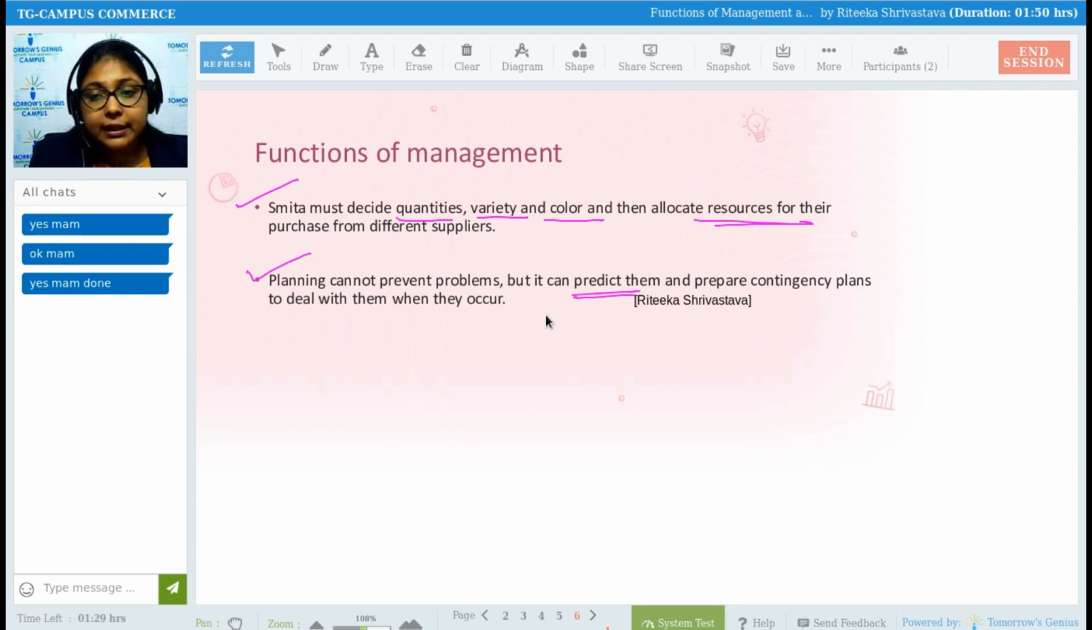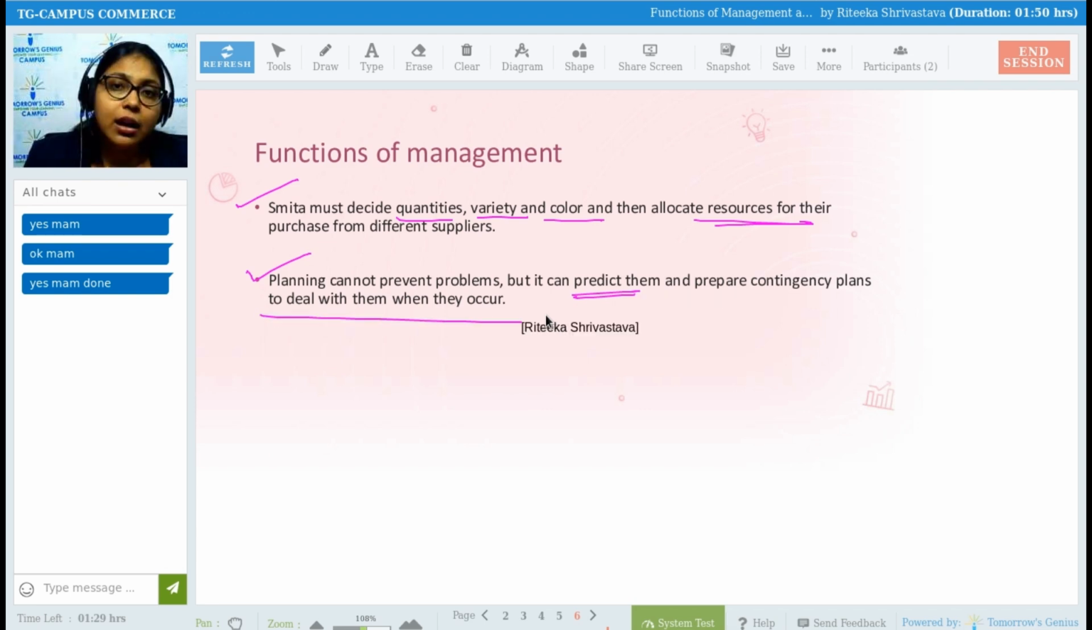Plans cannot prevent problems, but they can predict them and prepare a contingency plan to deal with them when they occur. We say that planning is needed for running organizations smoothly. But planning does not eliminate any problem. If there is a problem, it cannot be avoided completely, but it can of course be reduced by making proper plans.